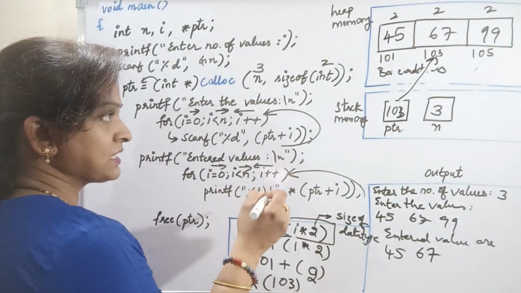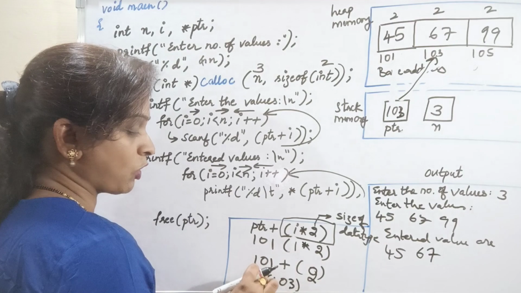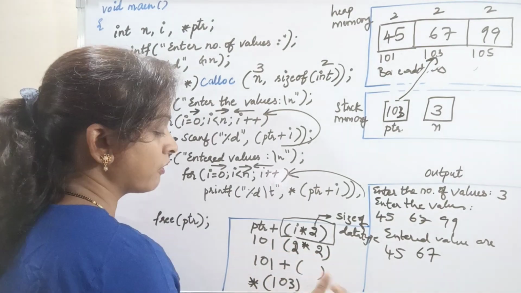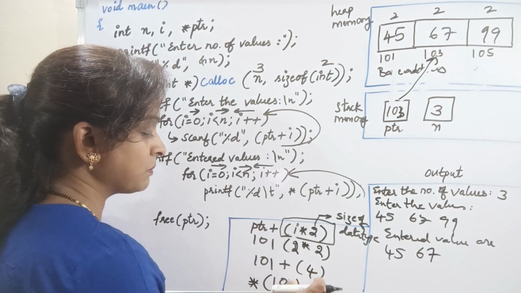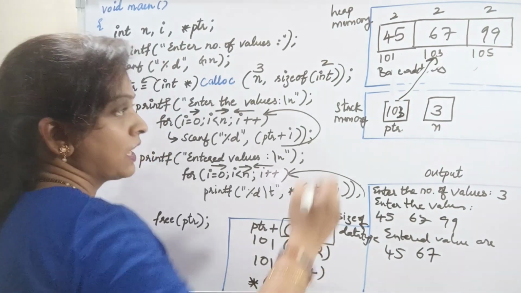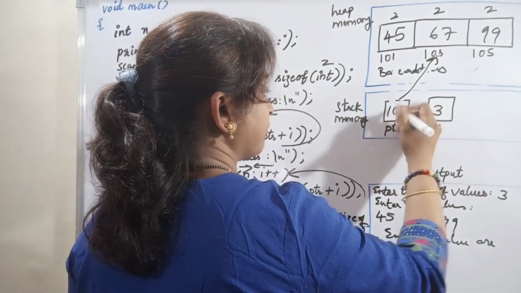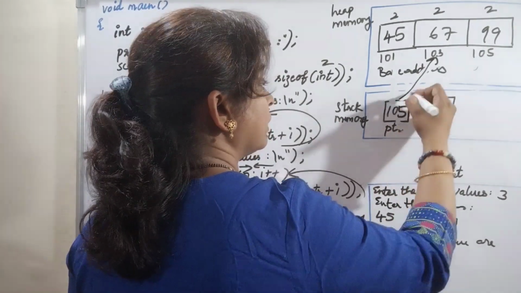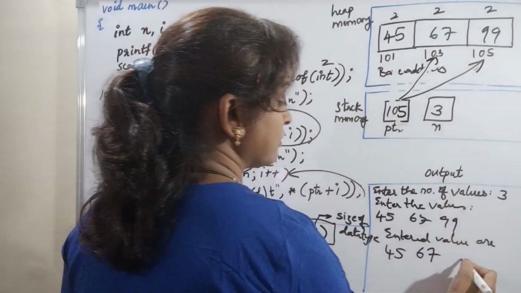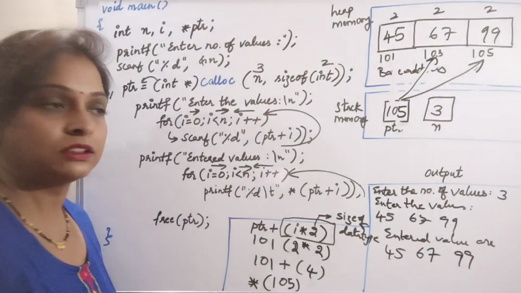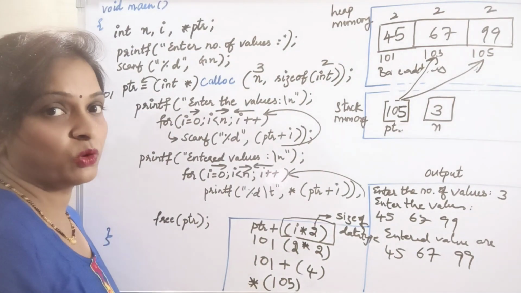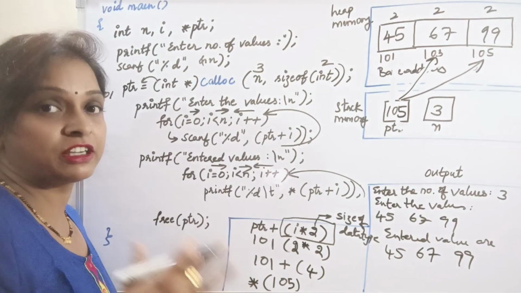Again loop back, i gets increased. So base address is always 101. Plus this is incremented to 2. 2 into 2, it is 4. So 101 plus 4, it is 105. Asterisk 105. Value at the location 105, it is 99. So like this, it is going to access the heap memory through pointers. So pointer plays a vital role.